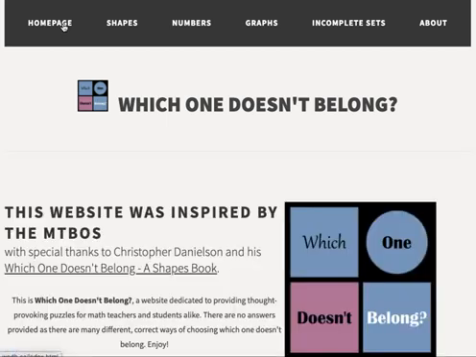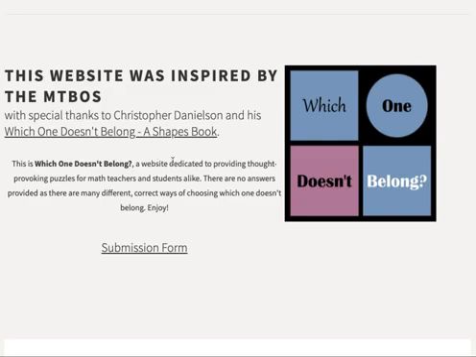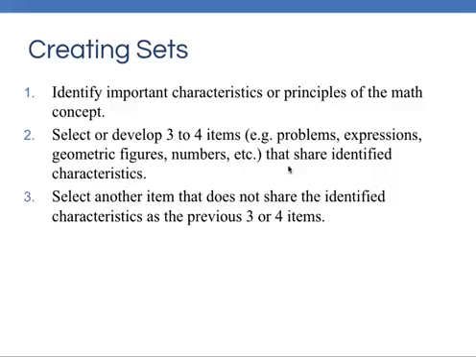Now, part of the reason I love this page and I love this routine is there's a book called Which One Doesn't Belong, a shapes book. You can check that out, but you can also create your own Which One Doesn't Belong and submit it, and they might include it in their website. This is not only great for teachers to do as a practice to really think about what's going on with a collection, but it's also great for students to get involved with. Imagine when you put these all together and a few of your kids were accepted and how excited they would be. Check it out.